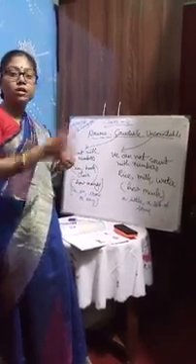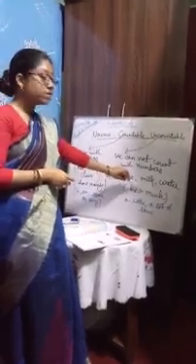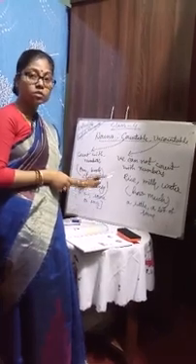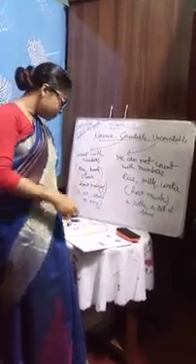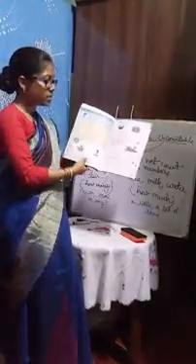Rice is there, flour is there, wheat is there. These all we have to raise the question with how much, and here we are raising a question with how many. So this is the only difference. Now, examples in your book are there, you can see.